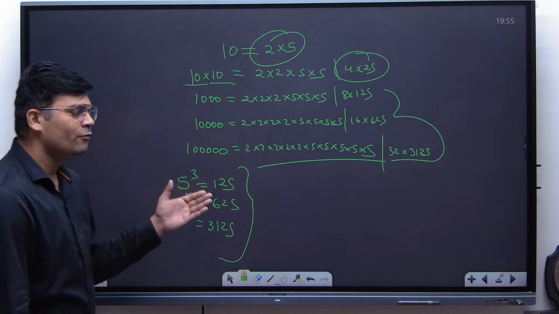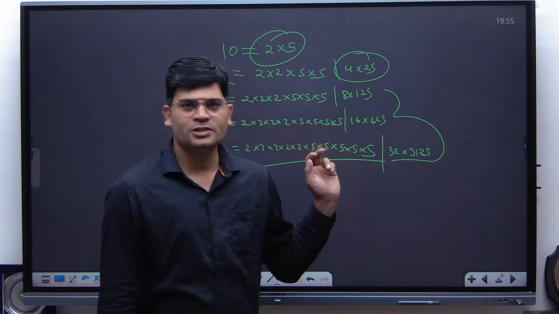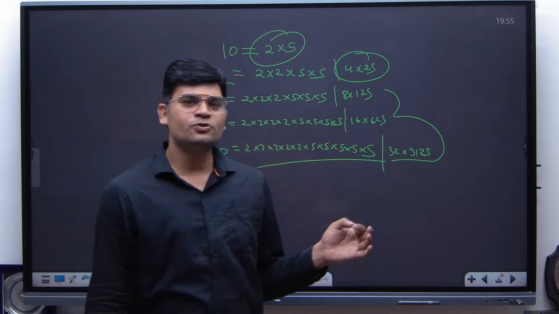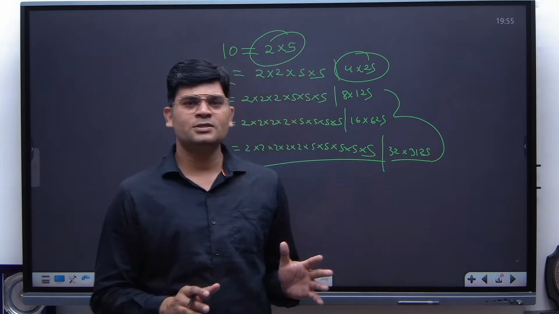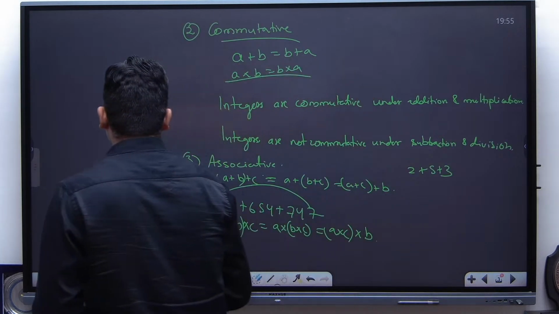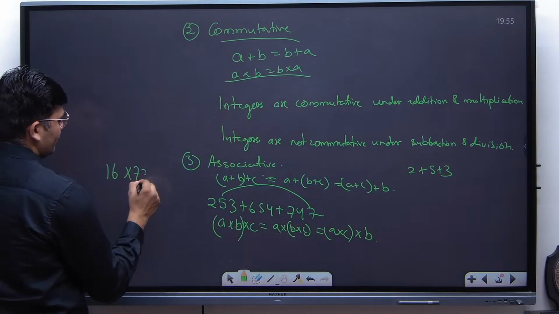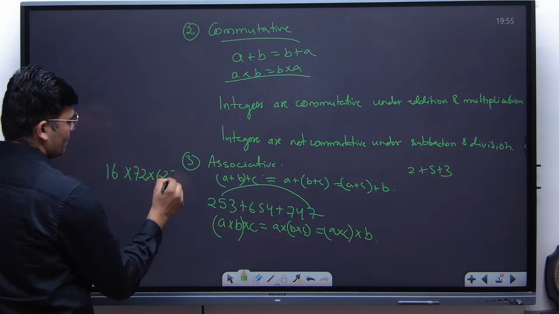So 5 to the power 4 means 625, and 2 to the power 4 is 16. So 16 into 625. Wherever you will see such numbers, you can easily make it usable. Now how that is being used here: if somebody gives you 16 into 72 into 625.